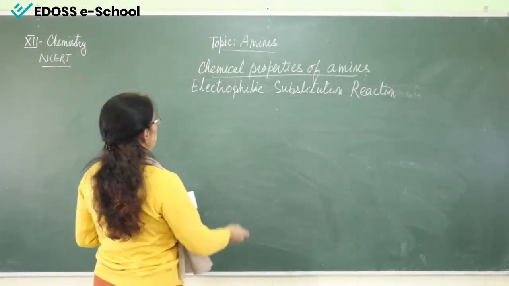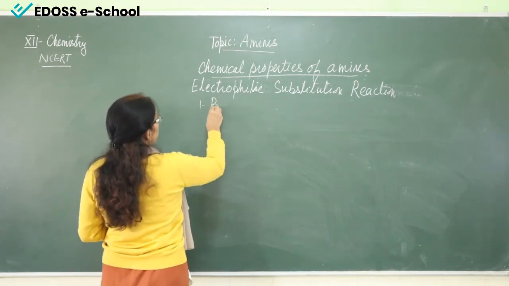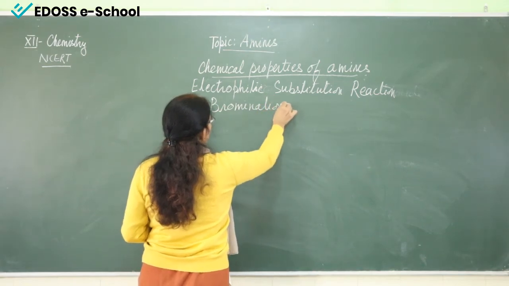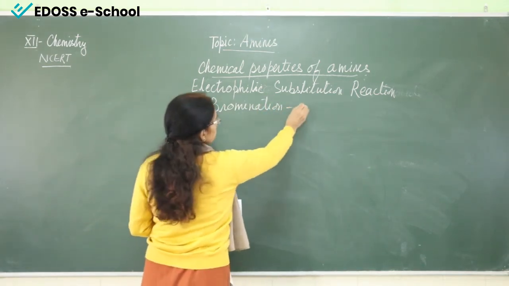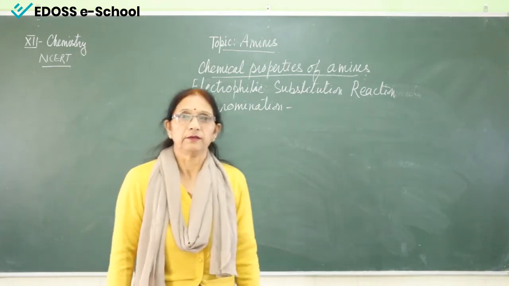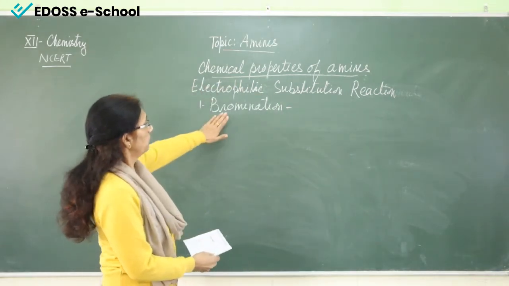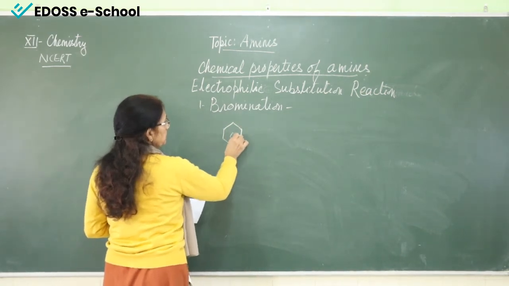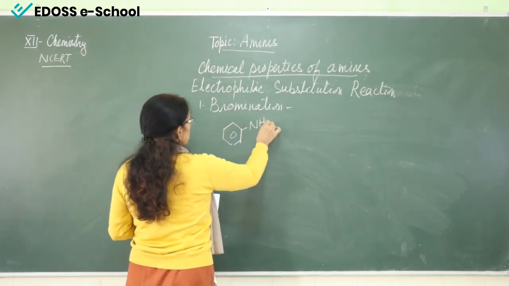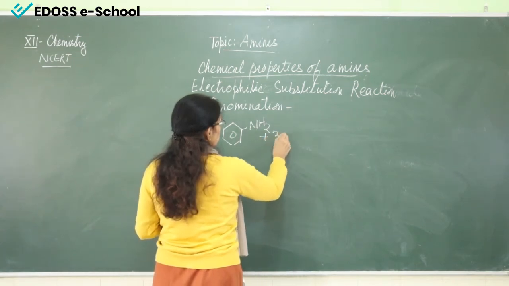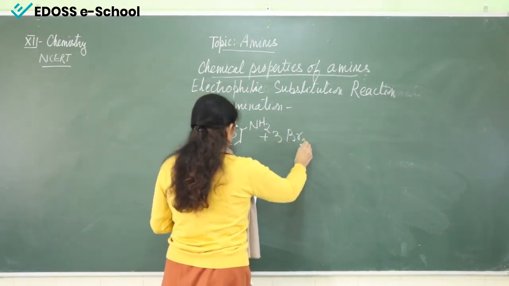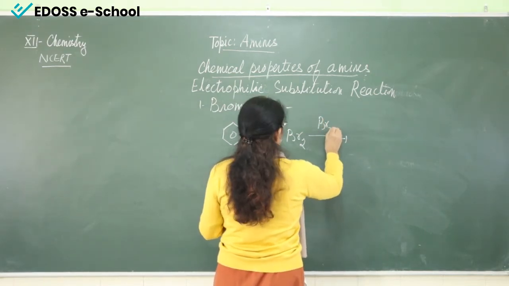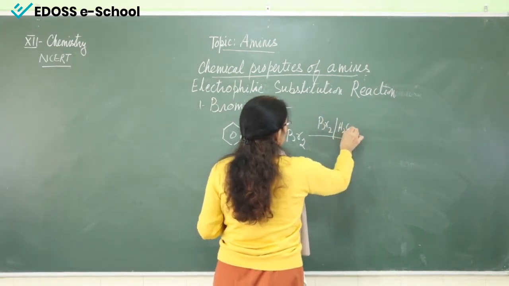Now see, coming to different types of electrophilic substitution. First we are coming to bromination. Bromination means when aniline is reacted with bromine. So what is happening here? This is aniline, and this is bromine, with bromine water.